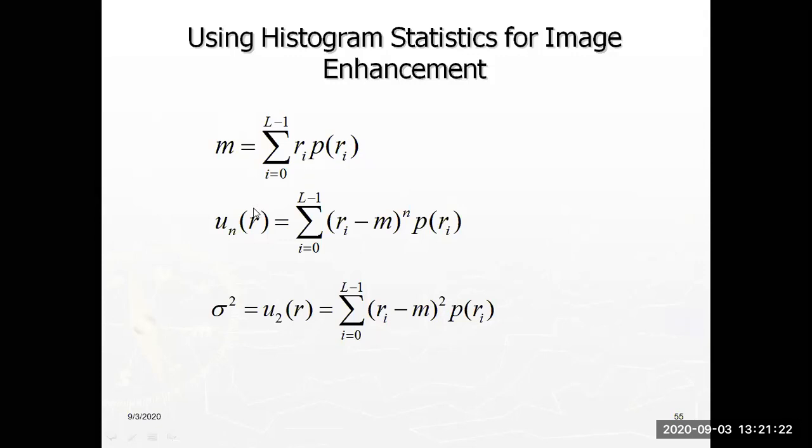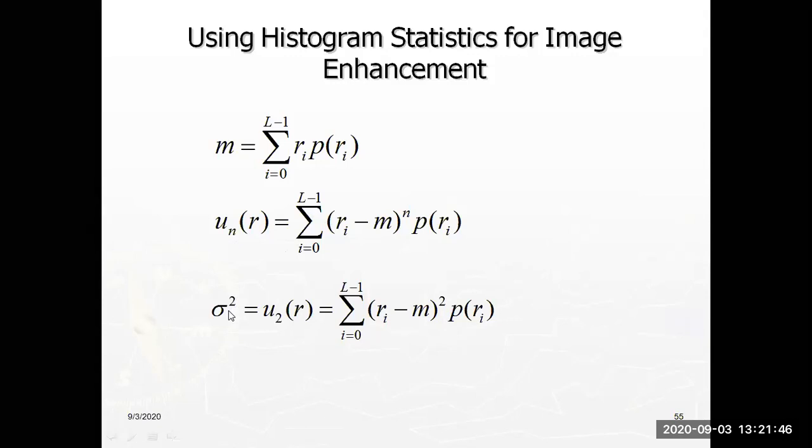So once you know the mean value, we can calculate mu of n of R. It is also called the variance. Variance mu suffix n of R equals sigma i equals 0 to L minus 1 of (R suffix i minus m) whole power n into P of R. So if you know the mean value, we can calculate the variance also. Let us consider sigma square.